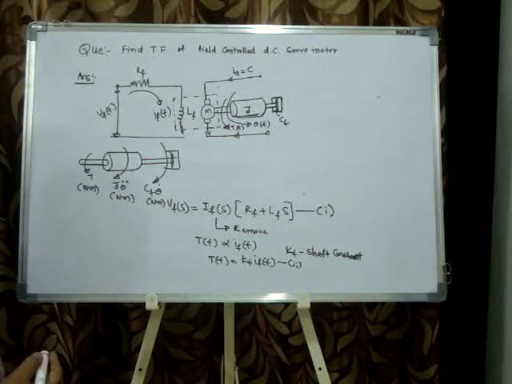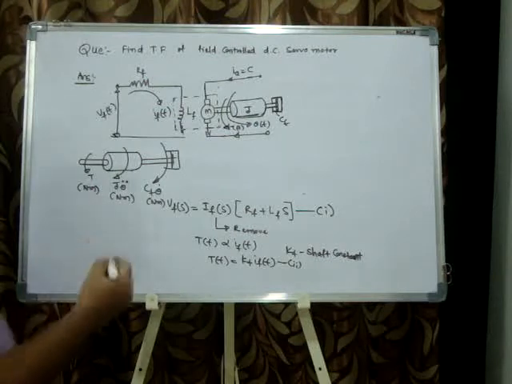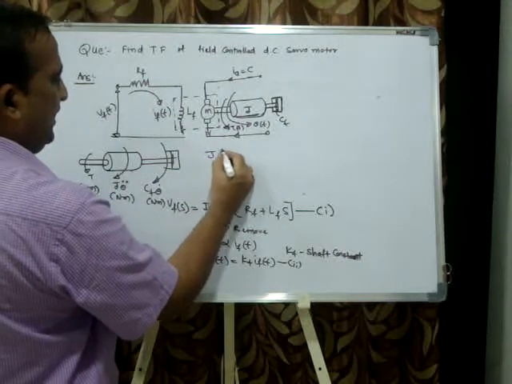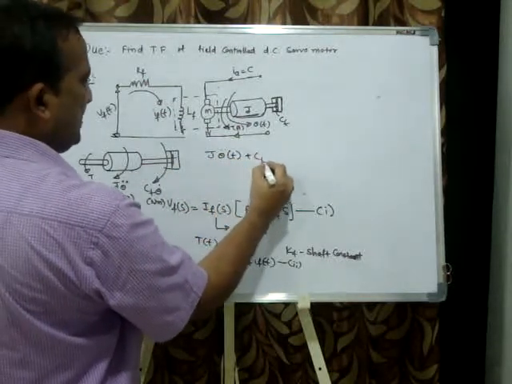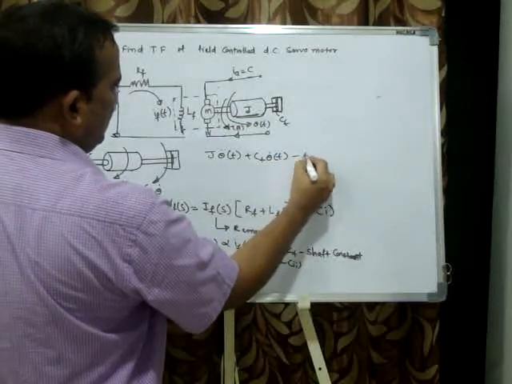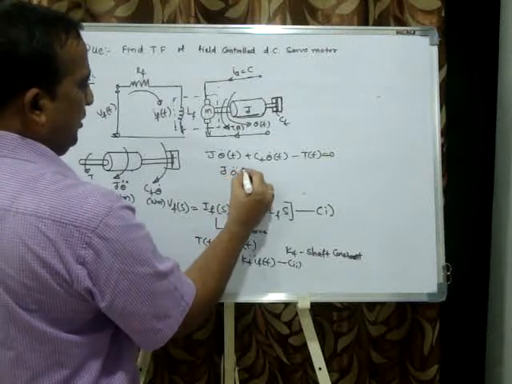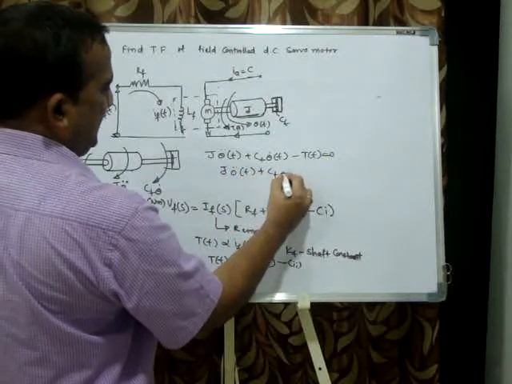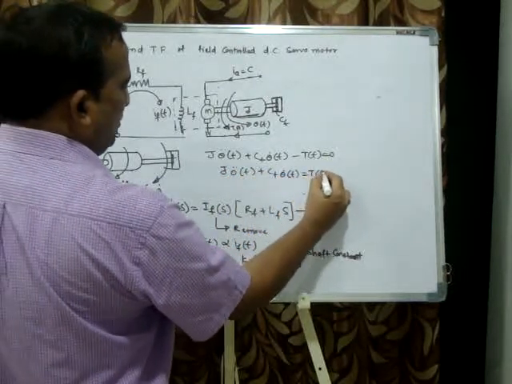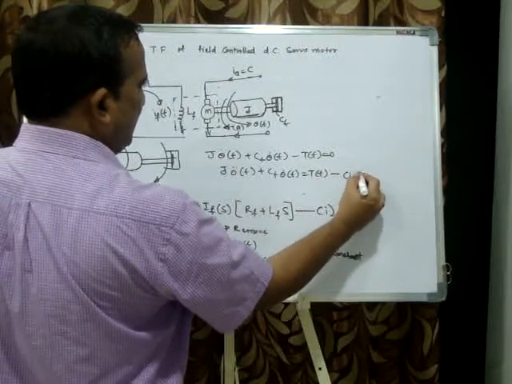Now applying D'Alembert's principle, under equilibrium, clockwise is positive and anti-clockwise is what? Negative. So now J theta double dot of t plus Ct theta dot of t equals T of t. This is equation number 3.